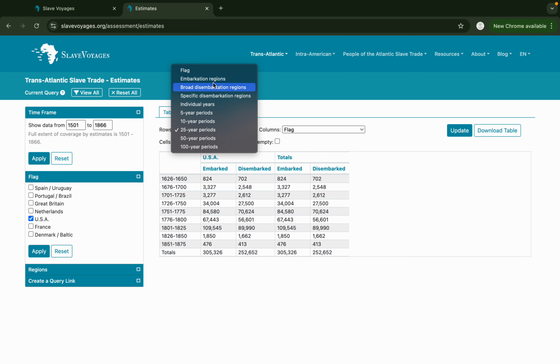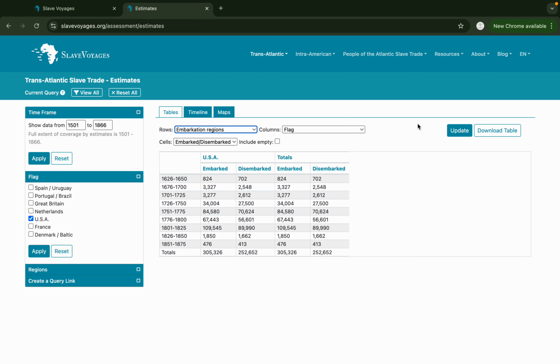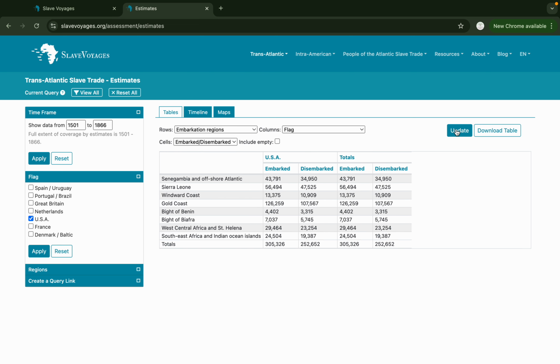Let's see. Let's do regions update. Okay, so there's another place. Where were they coming from? The majority of people came from the Gold Coast, following the Gold Coast, Sierra Leone. Then we have Senegambia.